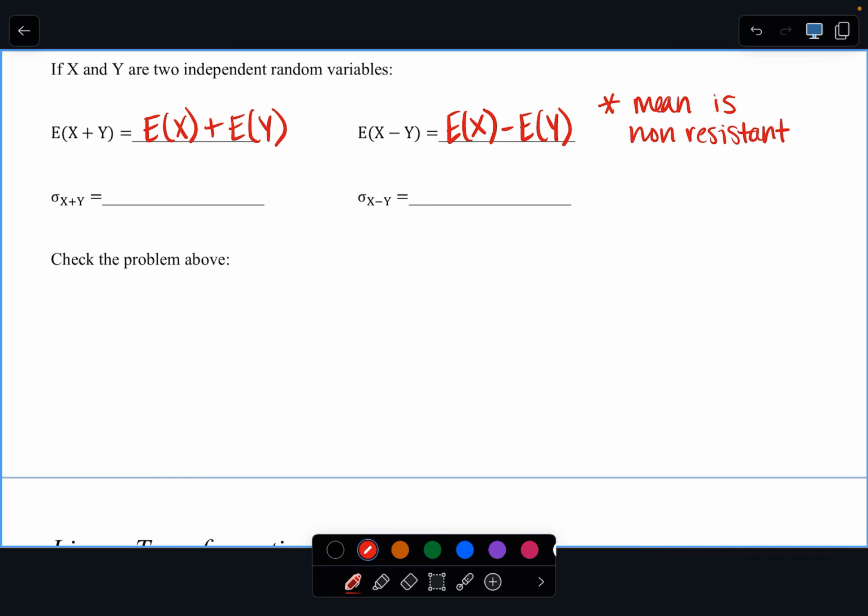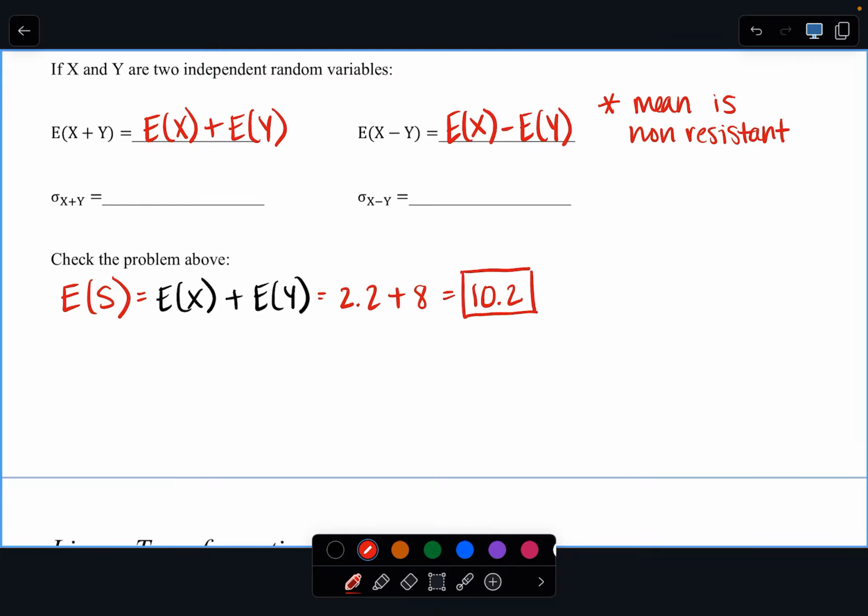So in this case, just to show you that it works, if I wanted to find E of S, not knowing what I have from the table, if I only had summary statistics, I would just be taking E of X plus E of Y. So I would take the 2.2 plus the 8, and I would get 10.2, which is exactly what I got from my running of the table where I combined all the data sets together. So mean, usually pretty easy. Most people get mean correct because it's pretty straightforward. Standard deviation is always kind of the nitpicky one.